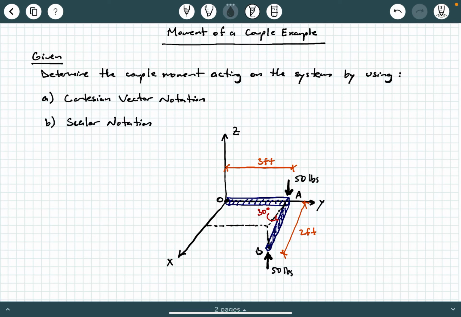Hey everybody, Dr. A here, and in this video we're going to be exploring an example of how to compute the moment of a couple, or in other words, a couple moment. So let's go ahead and get started.